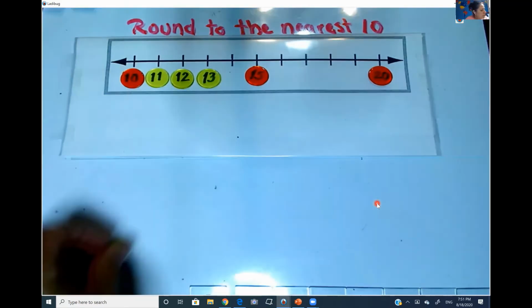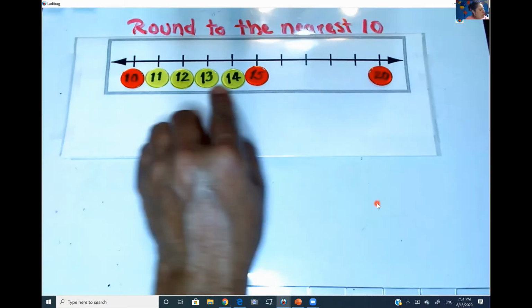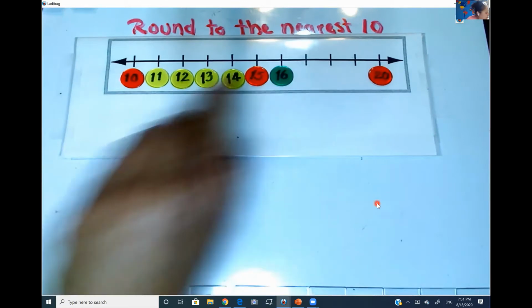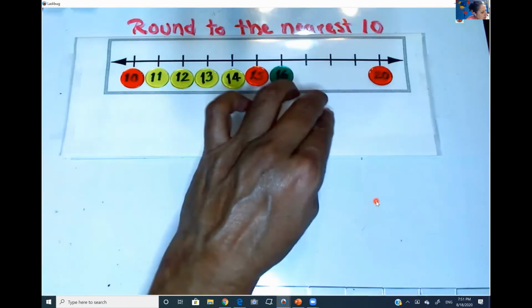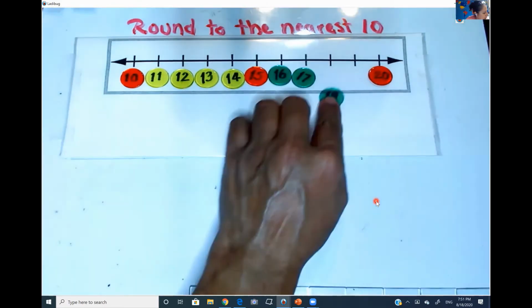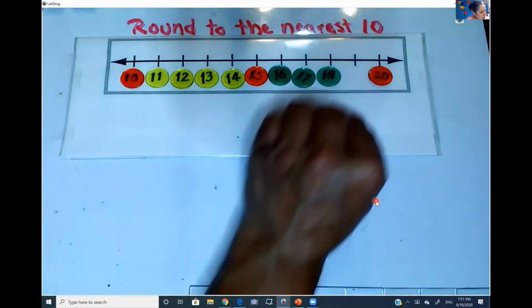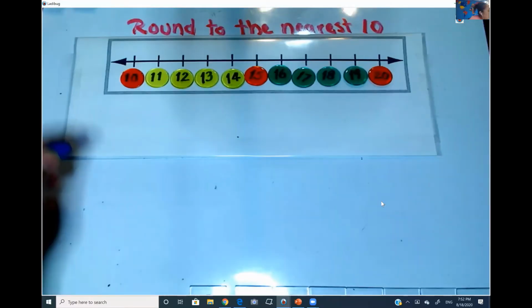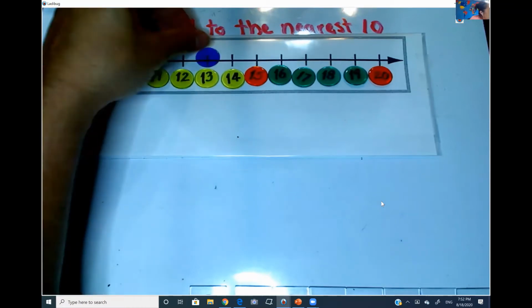Then 13, 14, 15. And then I'm going to fill up the other side of the number line with 16, 17, 18, 19, and 20. So now I'm going to place a marker on the number I want to round. This time I want to round number 13.